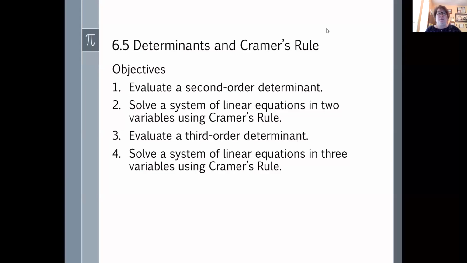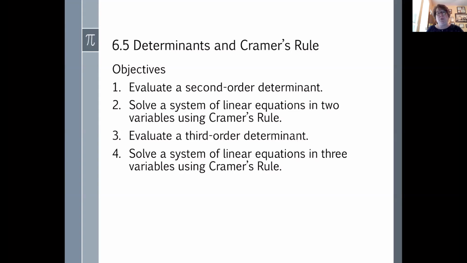In section 6.5, we're going to be using determinants and Cramer's rule to solve systems of equations. So first, we're going to evaluate a second order determinant. That is a determinant of a 2 by 2 matrix, 2 rows, 2 columns. Then we'll use determinants in Cramer's rule to solve a system of linear equations in 2 variables.